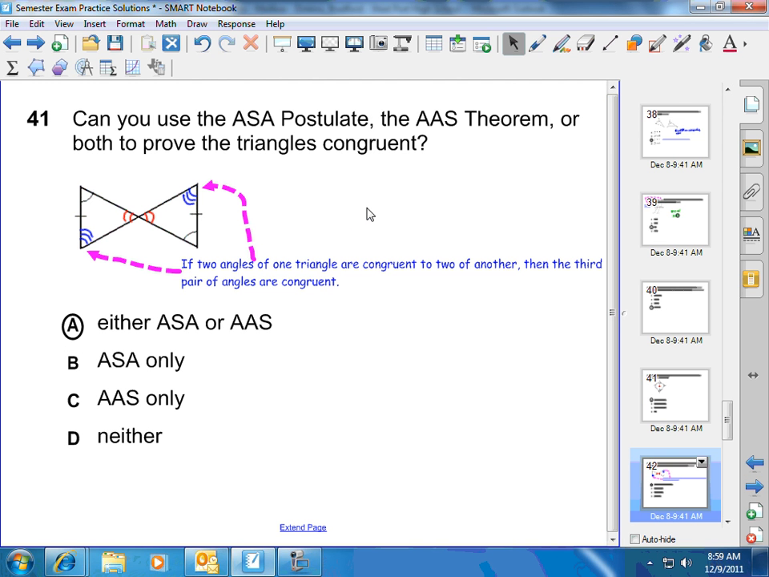Number 41, can you use the angle-side-angle postulate and the angle-angle-side theorem to prove both of the triangles congruent?